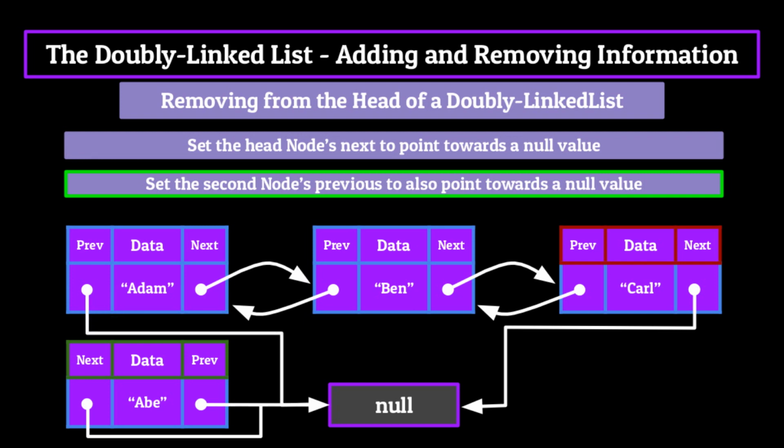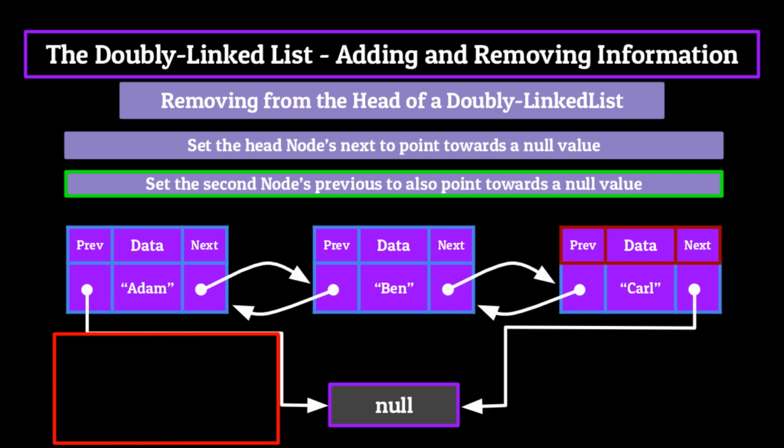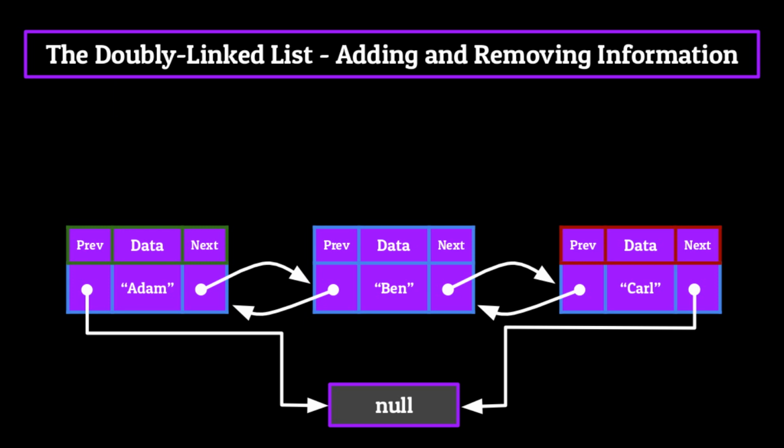Now, because the Abe node doesn't have anything to point towards, nor does it have anything pointing towards it, it will be deleted from the list. The Adam node will regain its position as the head node, and the program will carry on.